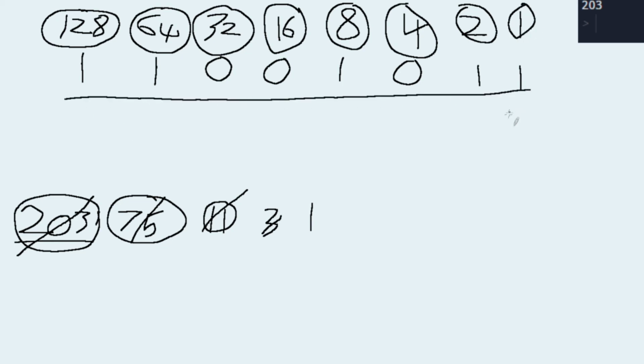and this is our number. 11001011. 11001011 in binary is 203 in decimal.